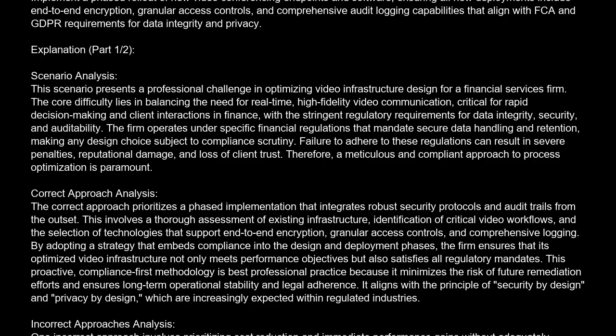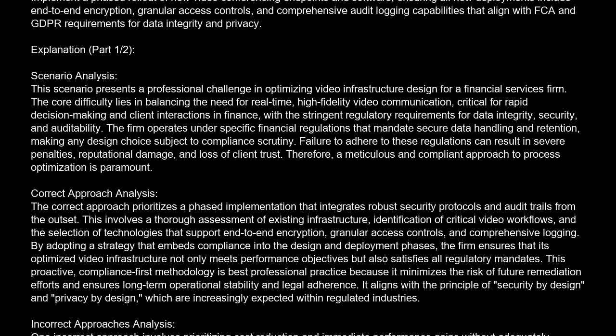The core difficulty lies in balancing the need for real-time, high-fidelity video communication, critical for rapid decision-making and client interactions in finance, with the stringent regulatory requirements for data integrity, security, and auditability. The firm operates under specific financial regulations that mandate secure data handling and retention, making any design choice subject to compliance scrutiny. Failure to adhere to these regulations can result in severe penalties, reputational damage, and loss of client trust. Therefore, a meticulous and compliant approach to process optimization is paramount.